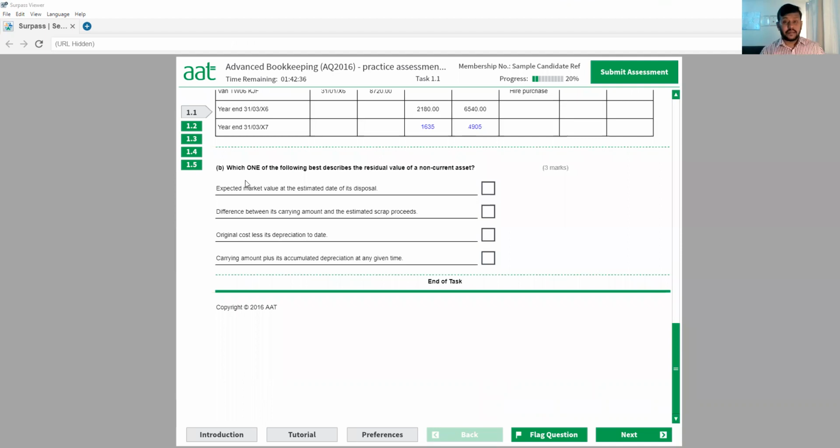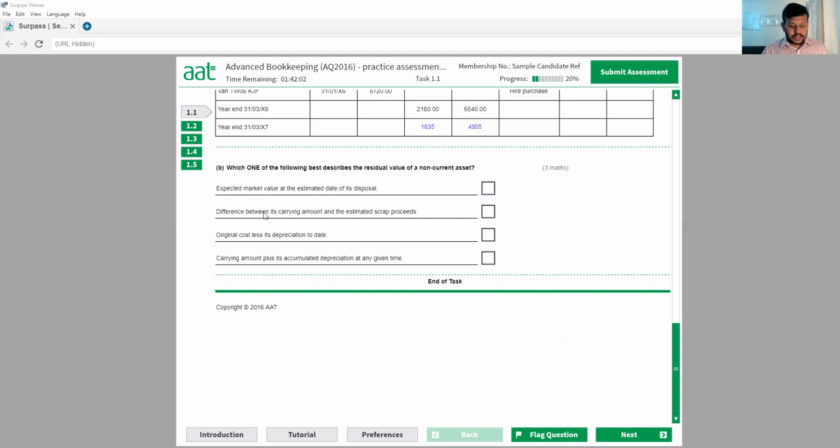The second part we have here says, which one of the following best describes the residual value of a non-current asset? Residual value is when we have an asset and after the useful life, how much you can sell it for. For example, let's say I have this phone and I use it for 10 years, and after 10 years, if I can sell it for £50, the residual value is 50 pounds. So at the end of the useful life, how much is the market value for that? This is called residual value.